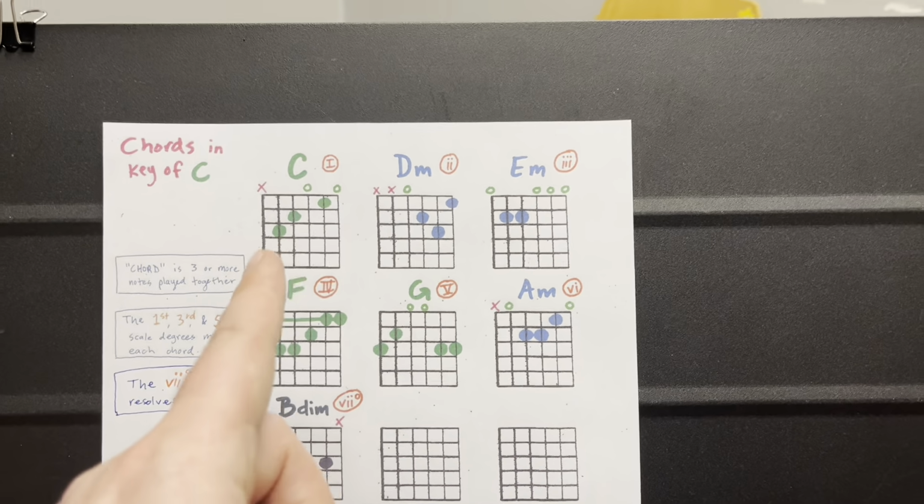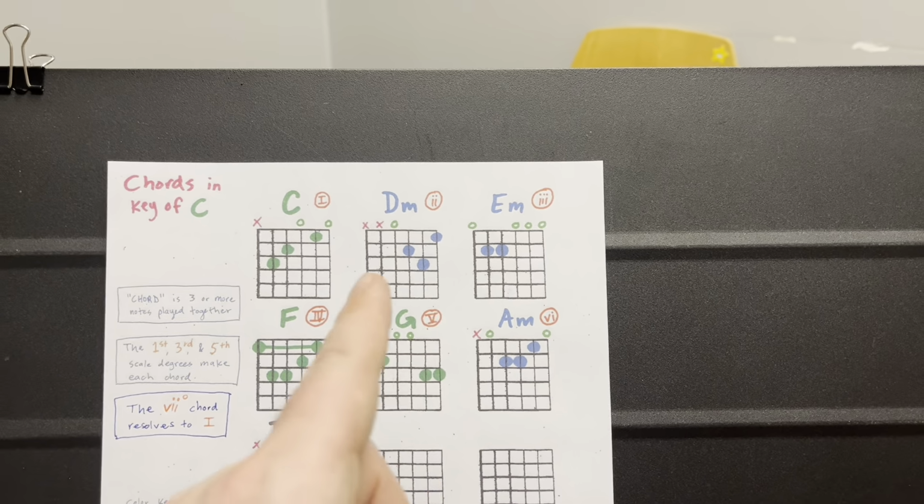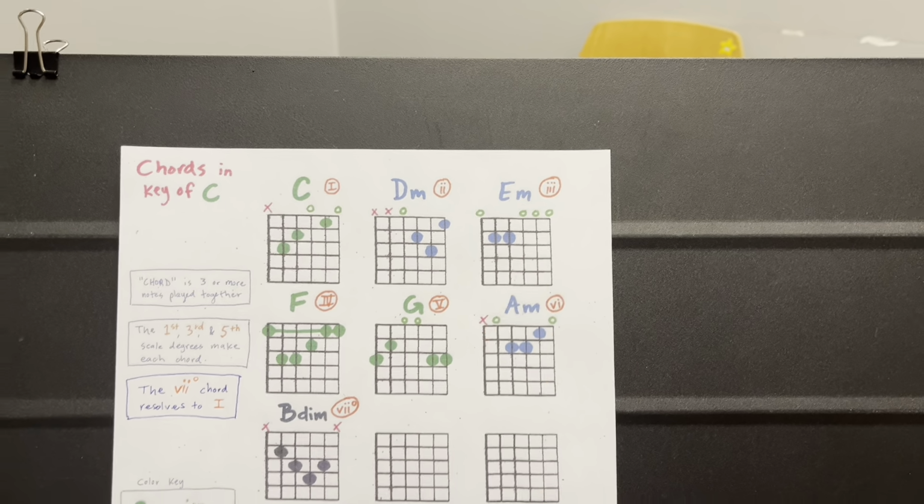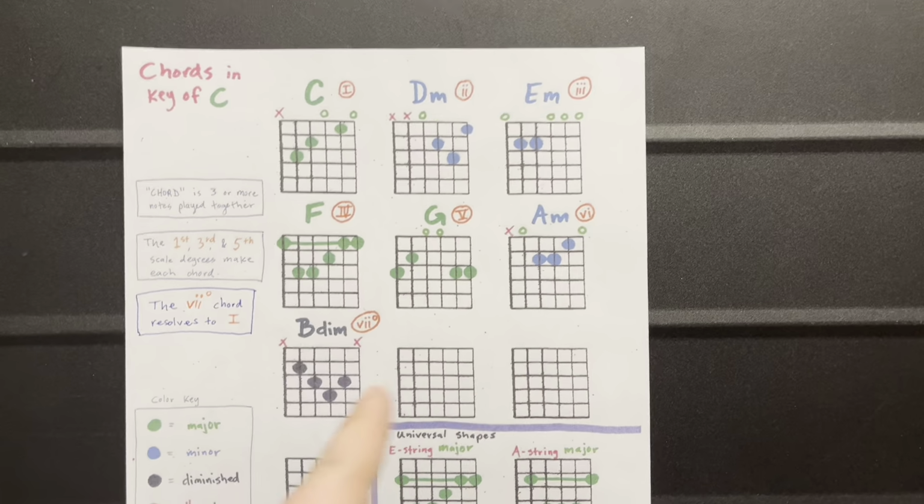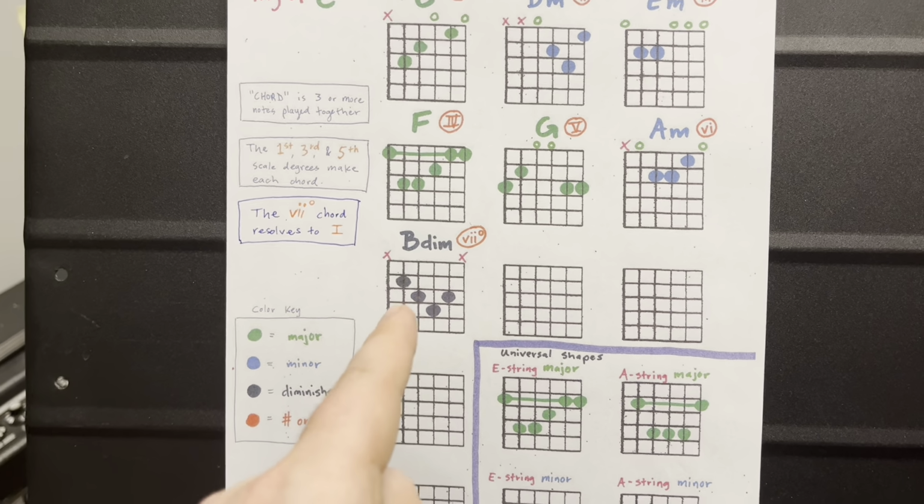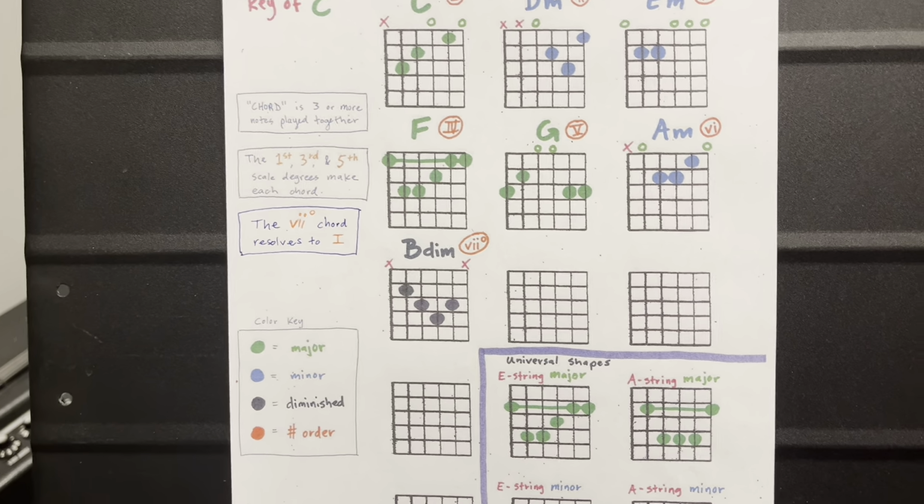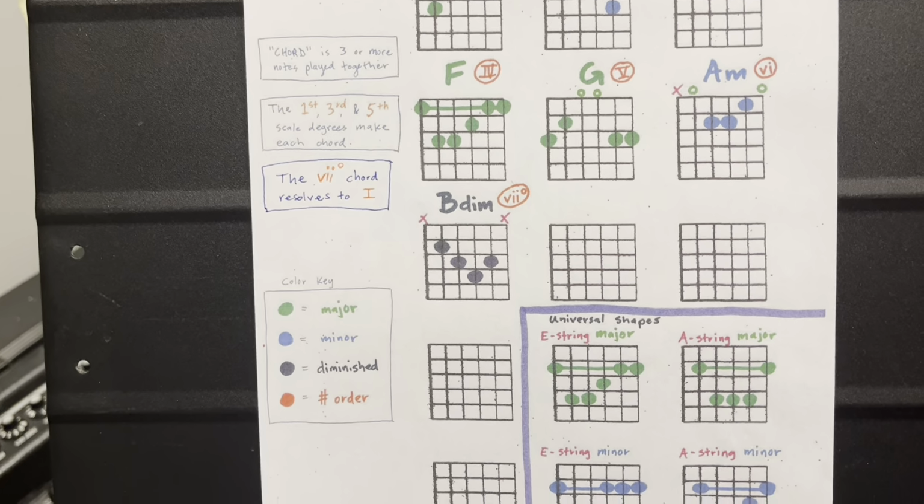Every key is going to have a major 1 chord followed by 2 minor chords, the minor 2, the minor 3. We've got a major 4 and a major 5 in every key, a minor 6. A lot of people don't play the diminished 7 chord, and it's kind of sad because it sounds cool if you know how to use it.